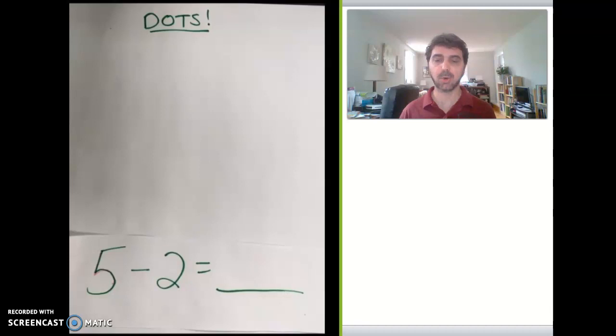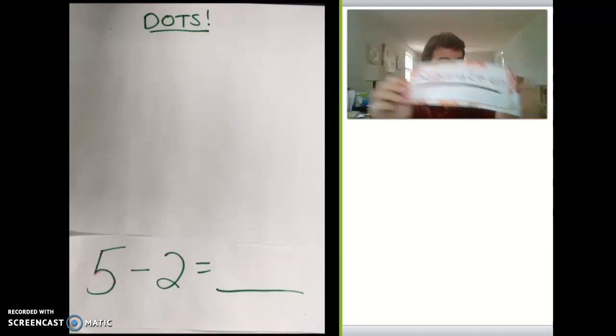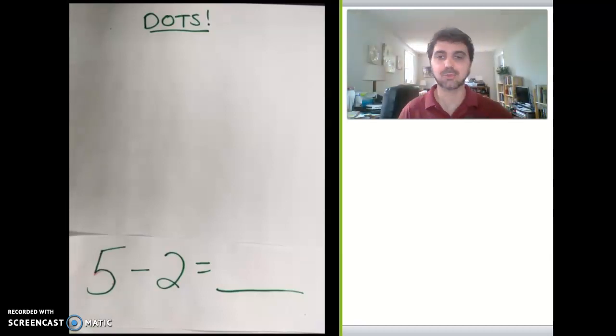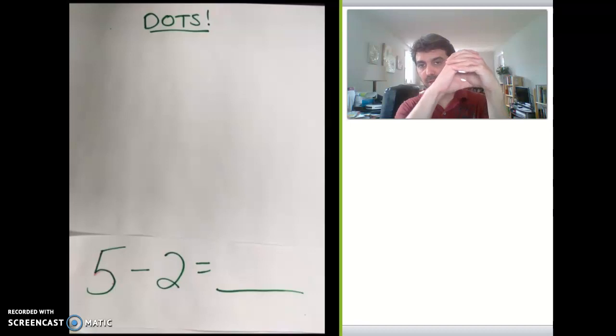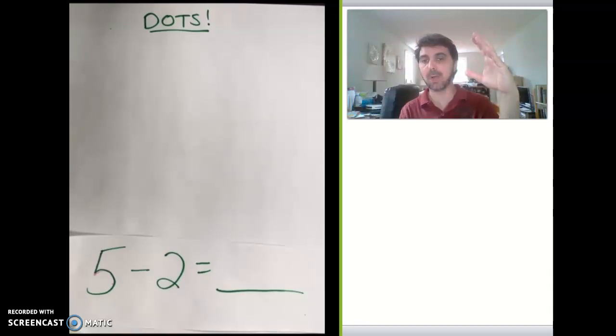We are going to continue our work with subtraction, right? There's that big word, subtraction. And we know that subtraction is when you have a group of objects, you have something, and you take some of those away, or you separate them. But so far we've been taking them away. So today we're going to continue to solve some subtraction number sentences.